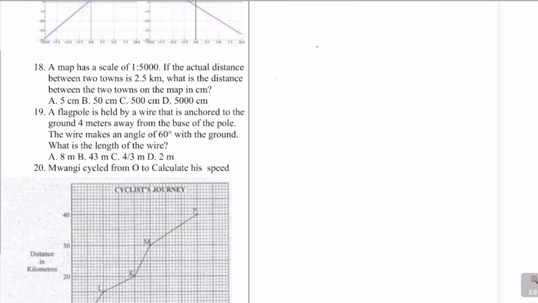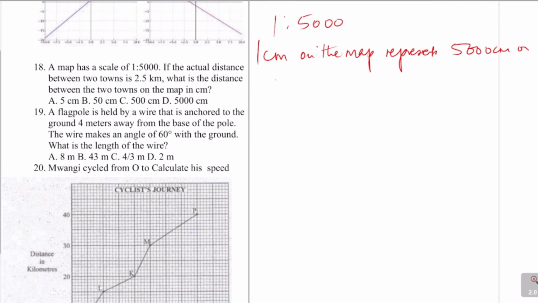A map has a scale of 1:5,000. If the actual distance between two towns is 2.5 kilometers, what is the distance between the two towns on the map in centimeters? First, you need to know how to interpret this scale, 1:5,000. What does it mean? It means that 1 centimeter on the map represents 5,000 centimeters on the actual ground. That is the meaning of that scale.